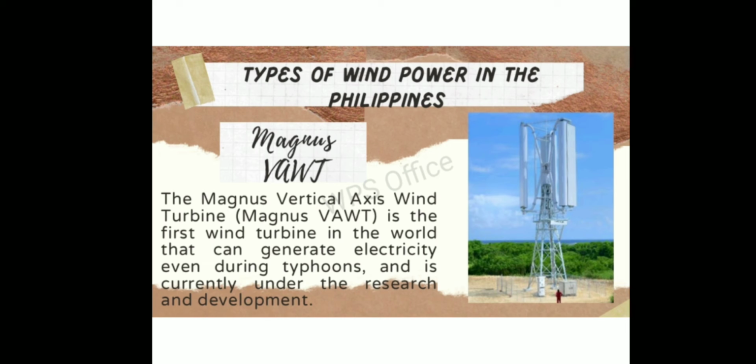The Magnus Vertical Axis Wind Turbine, or Magnus VAWT, is the first wind turbine in the world that can generate electricity even during typhoons. And this is currently under research and development. Nowadays, these mechanical driven water pumps are still a good, viable option, but with advances in technology, there are also a number of other possible wind energy applications that deserve attention as well.